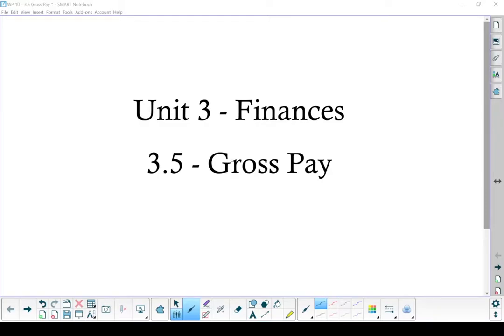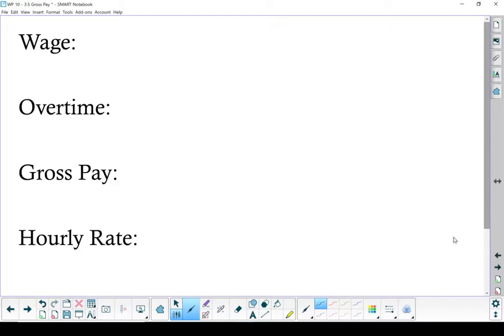Unit 3, Finances, Section 3.5, Gross Pay. Let's go through a couple of definitions to start off with here. Wage. That's a payment you receive in exchange for work or services.